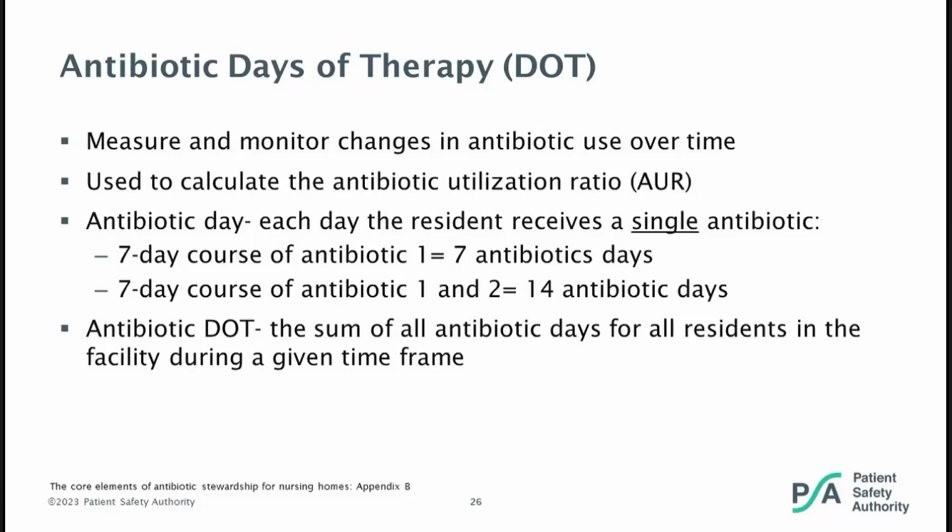An antibiotic day is counted as each day that a resident receives a single antibiotic. So that means that if there's a resident that's given a 7-day course of one single antibiotic, we would count this as 7 antibiotic days. But if a resident is given a 7-day course of 2 antibiotics, we would need to count this as 14 antibiotic days. To then calculate the antibiotic DOT, you take the sum of all of these antibiotic days for all of your residents in the facility for your given time frame. You can do this for a month or a quarter.